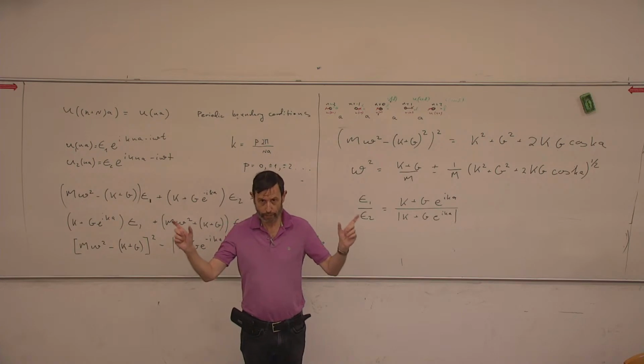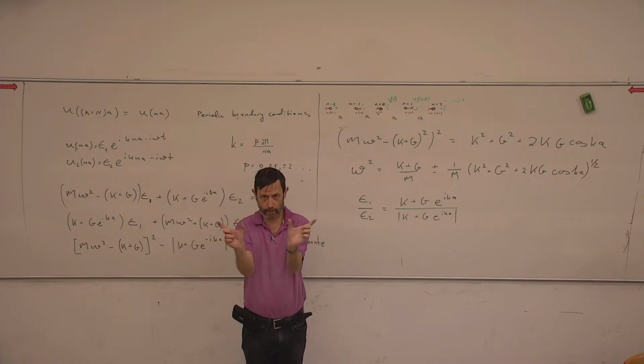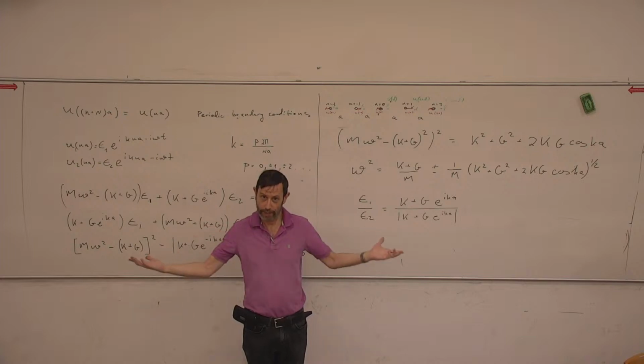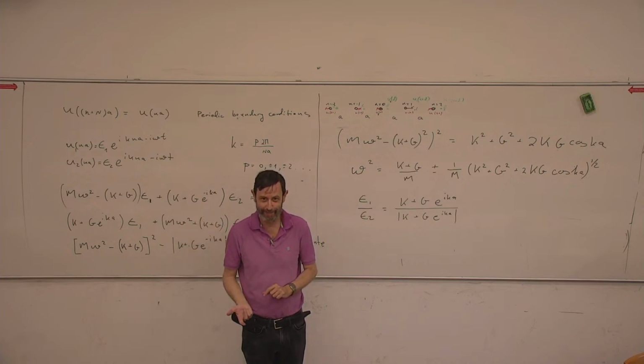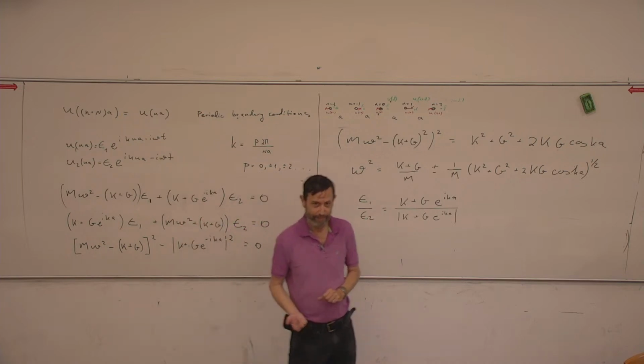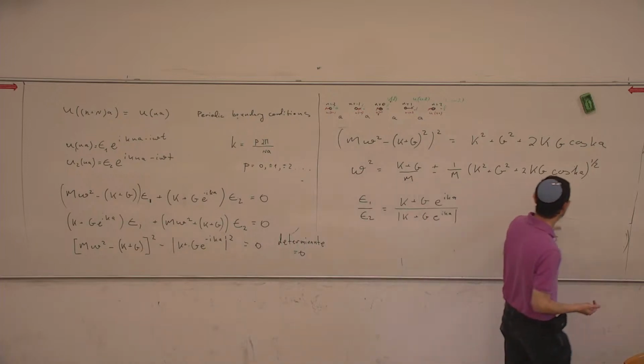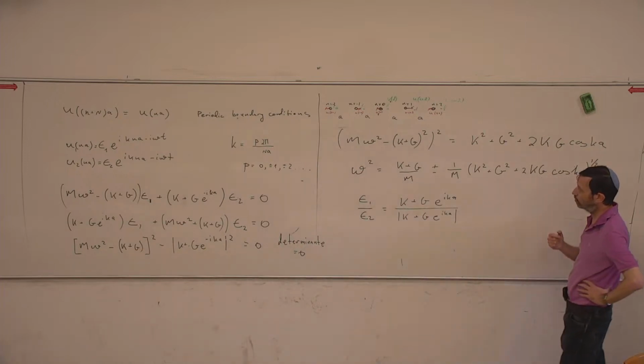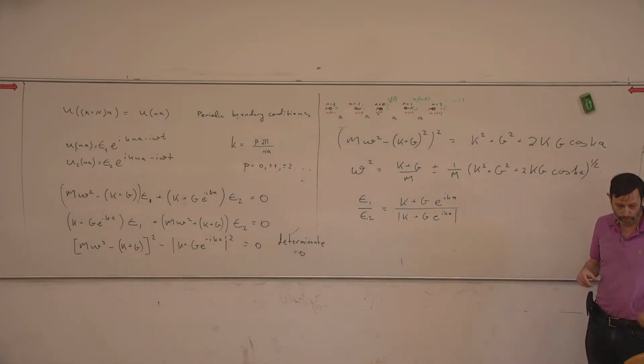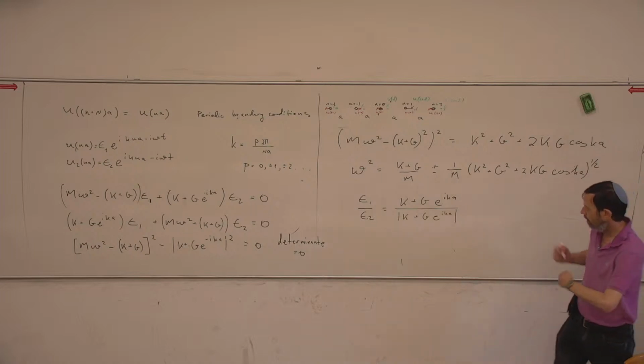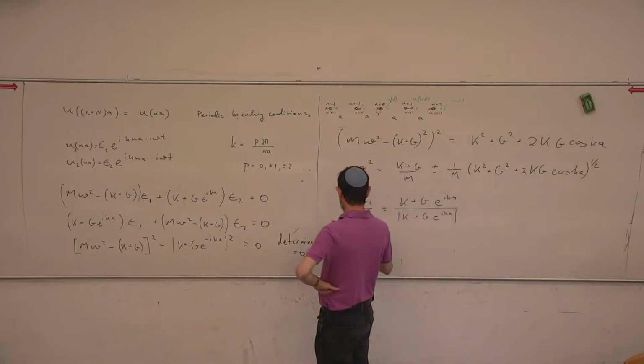You understand that if K equals 0 means that you have G equals 0. You have interaction between each pair, but no interaction between the pairs. So that's not a lattice, that's just a bunch of molecules. Okay, so let's see what we get here if we just substitute. So I'm checking.